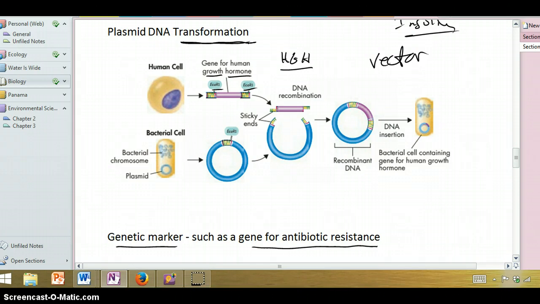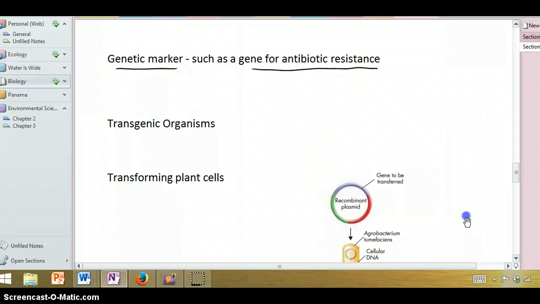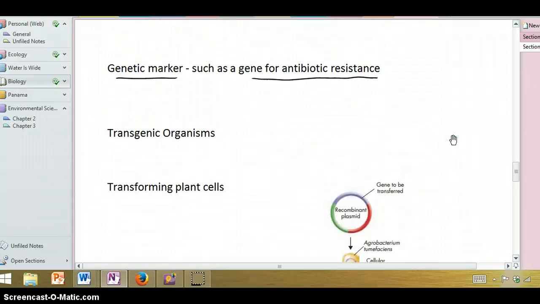We basically just expose all the bacteria to the antibiotic. Those that survive, the colonies that survive, are the ones that have been successfully transformed. All right, I'm going to stop there because I'm almost out of time. We'll do the rest of section 2 in a second video.